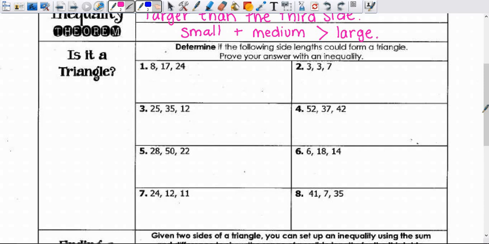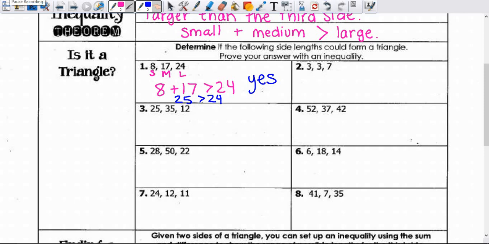So number one, our smallest is 8, our medium is 17, and our large is 24. Those will not always be in order. You have to decide which is the smallest length, which is the biggest length, and which is the medium length. So small plus medium needs to be bigger than large. 8 plus 17 is 25. Is 25 greater than 24? Yes. So yes, those side lengths will form a triangle.